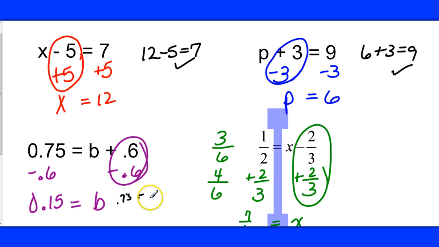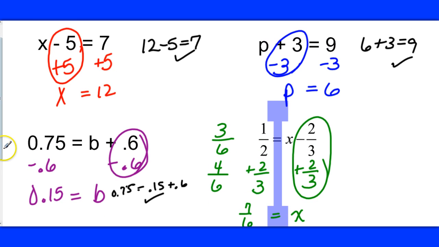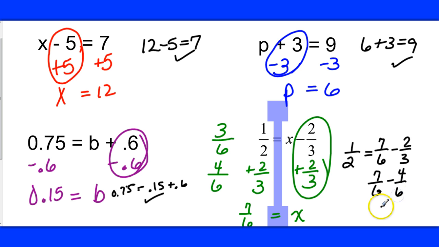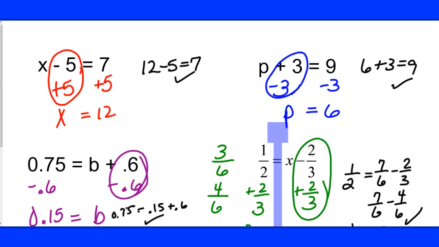Here I said b is equal to 0.15. 0.75 is equal to 0.15 plus 0.6. Check. All right, here I said that x was equal to 7/6. So I have 1/2 is equal to 7/6 minus 2/3. That's 7/6 minus 4/6, which gives me 3/6 is equal to 1/2. Check. And that's it.